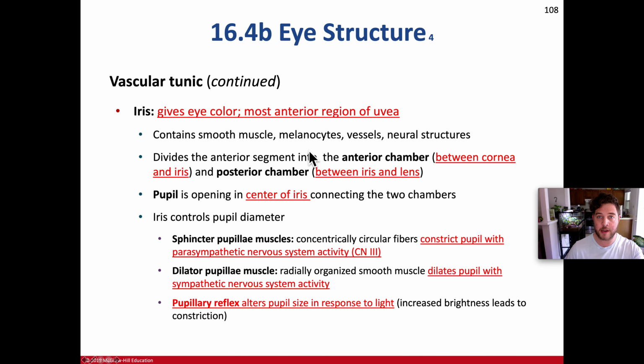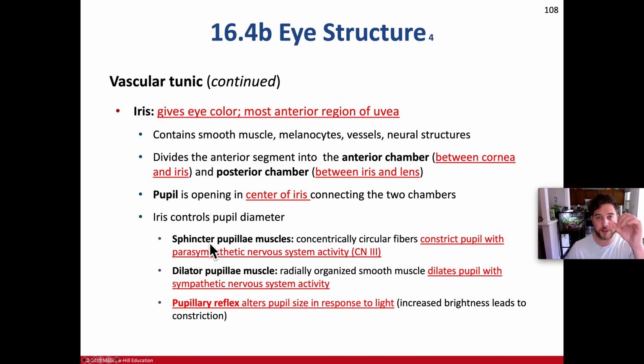So you have your anterior cavity and your posterior cavity, and then your anterior cavity has both an anterior chamber and a posterior chamber. I did not decide that. That's not my fault. The pupil is the opening in the center of the iris connecting these two chambers, and the iris controls your pupil diameter. So you have sphincter pupillae muscles and dilator pupillae muscles. Pupillae muscles tell you that they're going to be acting on the pupil.